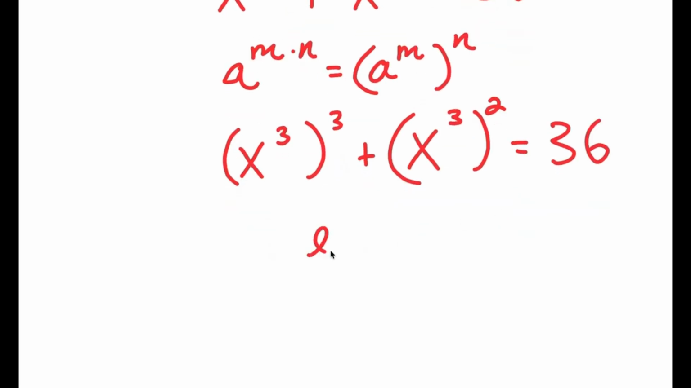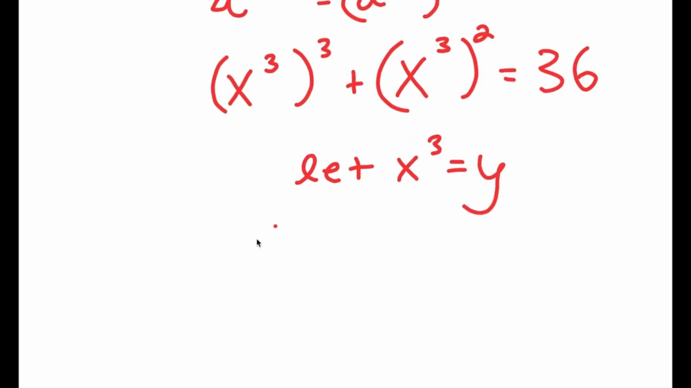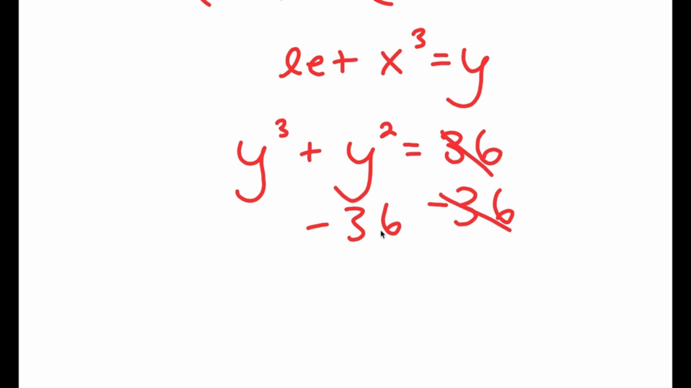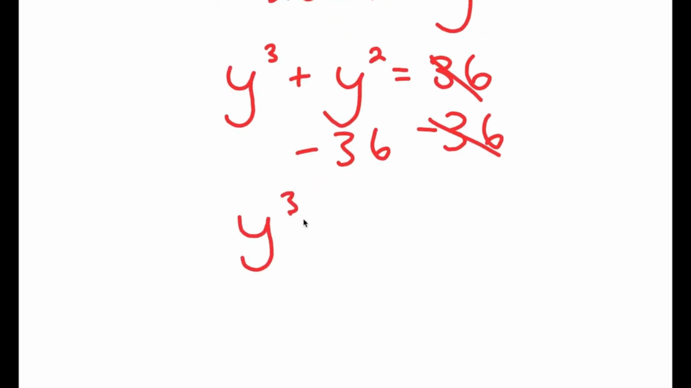Now I'm going to let x to the power of 3 equal the variable y. So if I substitute in y for x to the power of 3, I get y to the power of 3 plus y squared is equal to 36. And if I subtract 36 on both sides, I get y to the power of 3 plus y squared minus 36 is equal to 0.